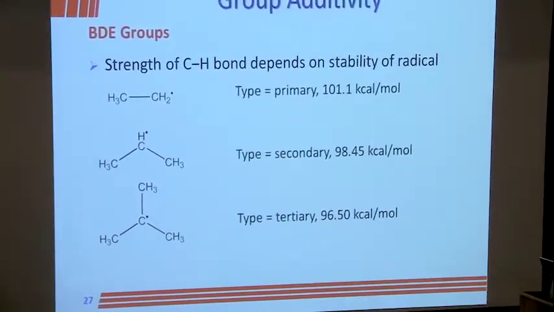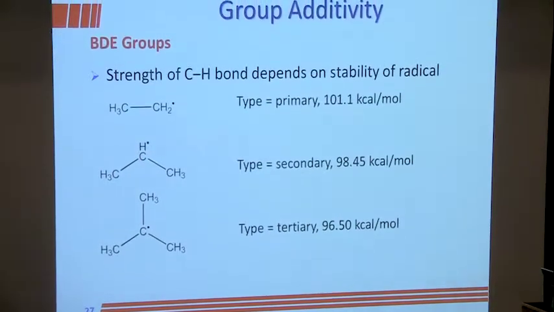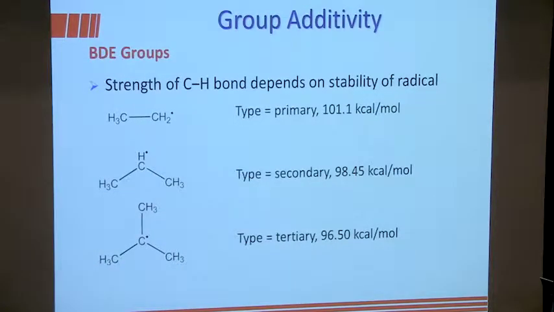Here this carbon is bonded to 2 other carbons, so this CH bond strength is weakened by another 3 kilocalories per mole. So now you're down at 98.5, and now this carbon is bonded to 3 other carbons, and so the hydrogen that you're abstracting is weaker again by another 2 kilocalories per mole. So it lowers it by about 2 to 3 kilocalories per mole each time. That's the trend. And carbons aren't all that electron withdrawing.